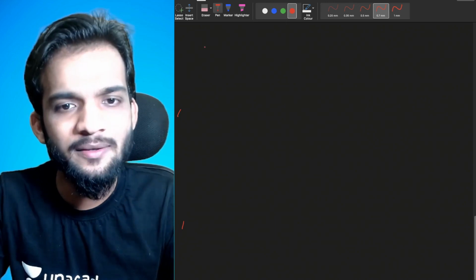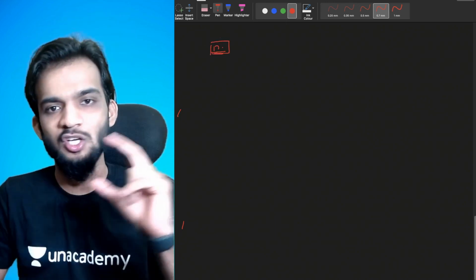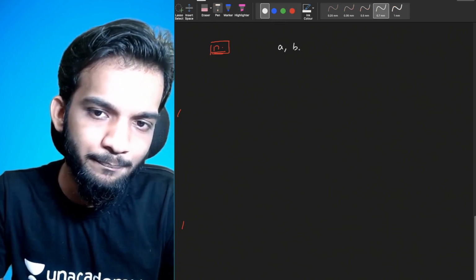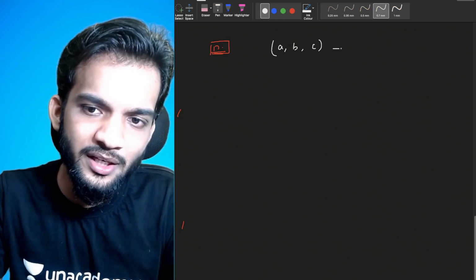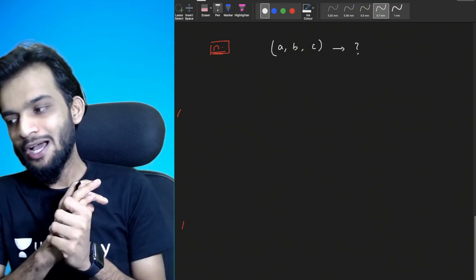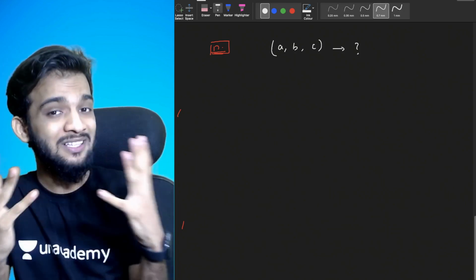So the question stated, you'll be given an n. And you need to figure out three integers, a, b, c. These are the three integers that you need to figure out. Now you know that the number is n and you have to figure out three integers. But what are these three integers?